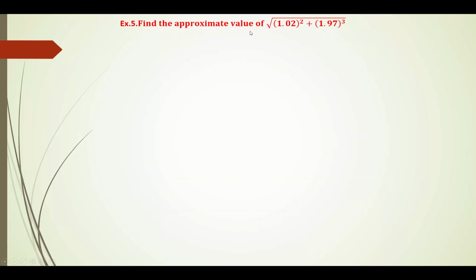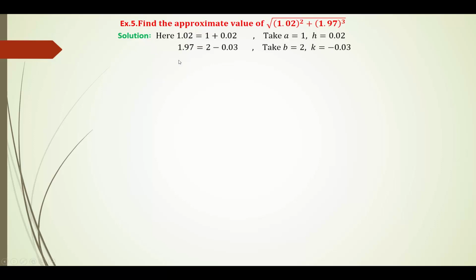Example number 5. Find the approximate value of the square root of (1.02 square plus 1.97 cube). 1.02 is equal to 1 plus 0.02. Take a equal to 1 and h equal to 0.02. Write 1.97 as 2 minus 0.03. So take b equal to 2 and k equal to minus 0.03.